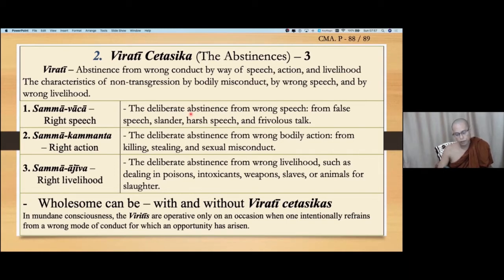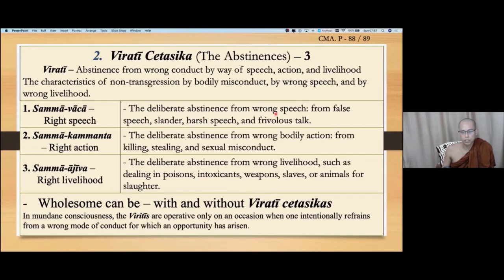Sometimes some people think, while I am sleeping, I'm not committing anything wrong. I'm not doing anything wrong. That is why I am keeping the precept. So they try to sleep more to extend the duration of escaping from wrongdoing. It is not correct because that is not virati. At that moment, you are sleeping. So virati is deliberate abstinence. Abstaining intentionally, that is virati.